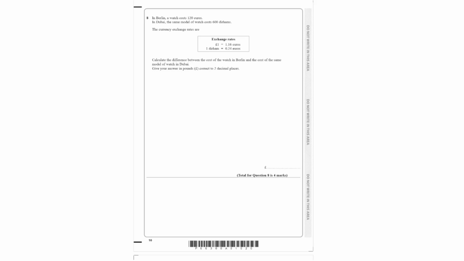In Berlin, a watch costs 120 euros. In Dubai, the same model costs 600 dirhams. The currency exchange rates are given. Find the difference between the watch in Berlin and the watch in Dubai. Give your answer in pounds, correct to two decimal places.